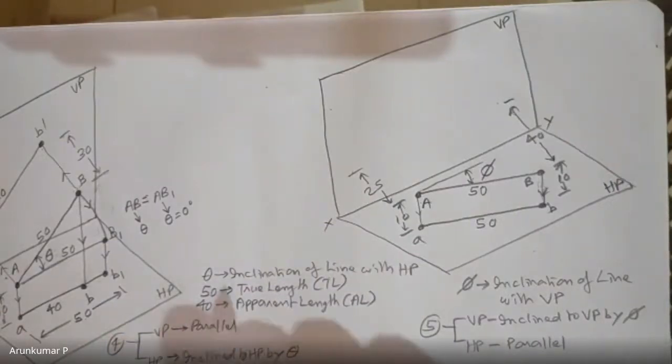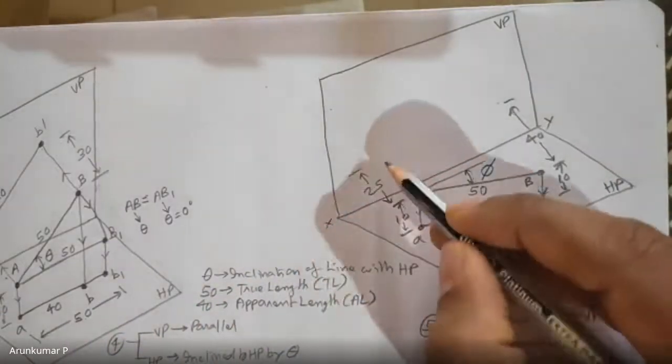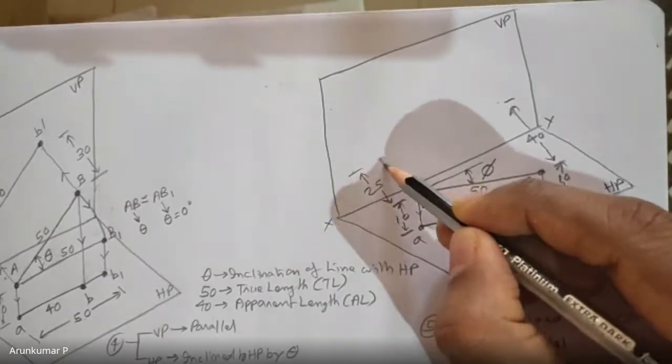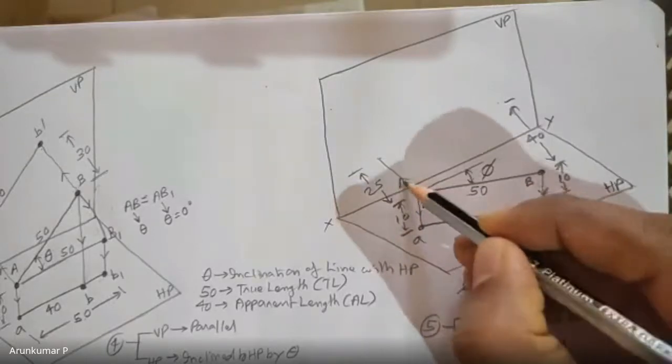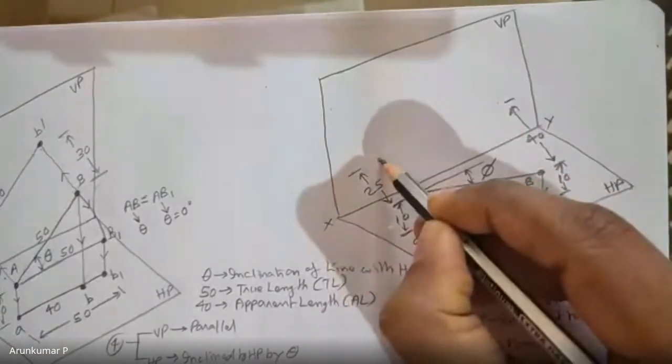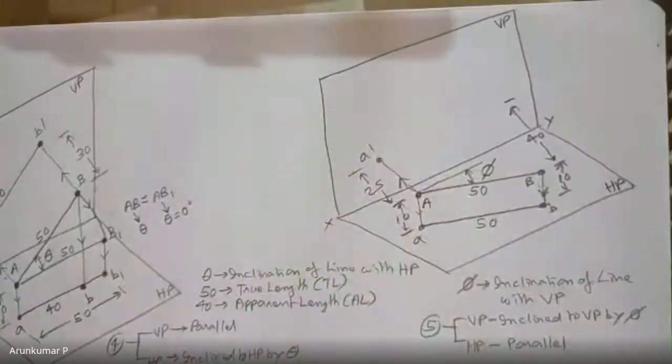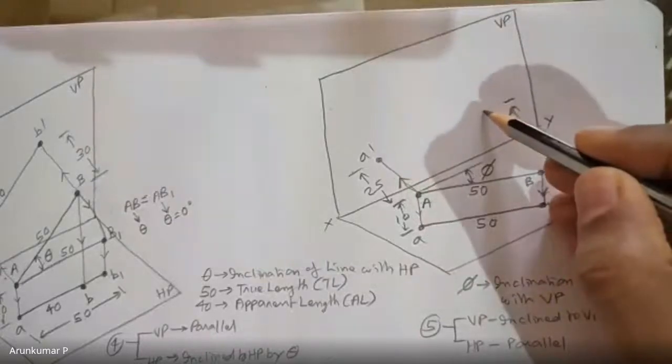So let us project and see what we get in the front view in VP. Let us project the end A. So I'll get A dash here in the front view in VP. I'll project the end B.